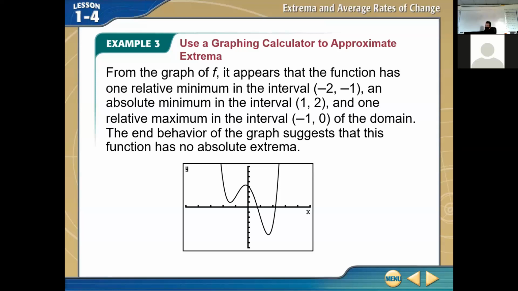Okay, here's them explaining the intervals. Once again, from -2 to -1, looks like there's a relative minimum, a relative maximum between -1 and 0, an absolute minimum between 1 and 2. Okay, the end behavior of the graph suggests that this function has no absolute extrema. That's false. The end behavior shows that we have an absolute minimum.